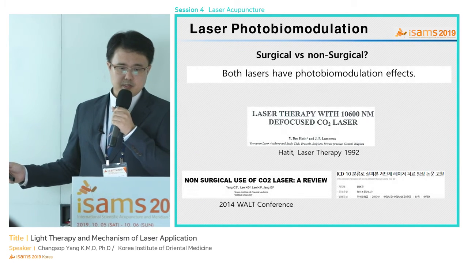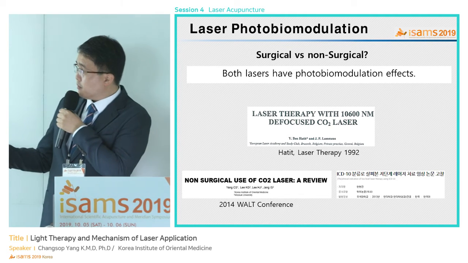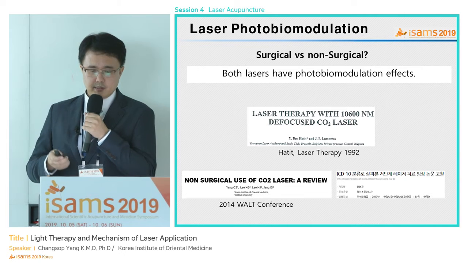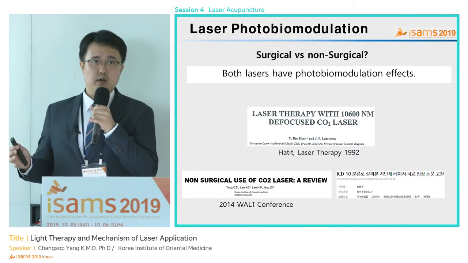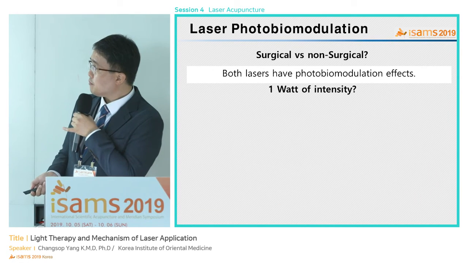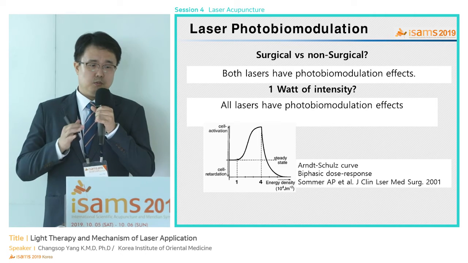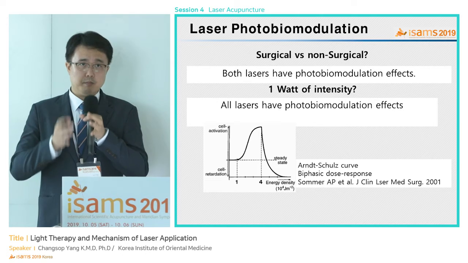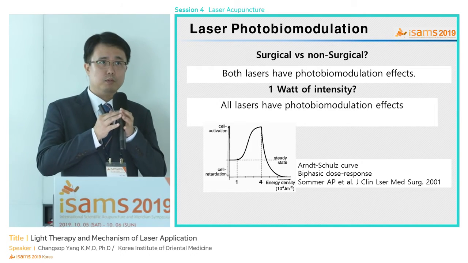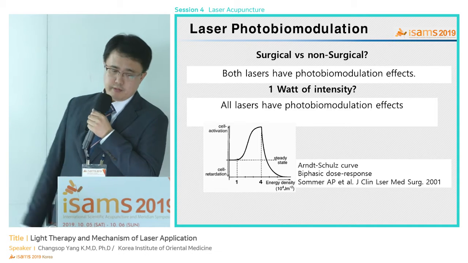Surgical lasers and non-surgical lasers both have PBM effects, because CO2 lasers, a very good model of surgical lasers, also have PBM effects, and some low-level lasers with high power output can be used as scalpels, like CO2 lasers and excimer lasers. Yes, the problem of intensity. To gain the PBM effect, one should keep an adequate range of power output because there is a biphasic dose response, which means with too little power output we cannot get a good effect, and with too much power output it also has no effect.